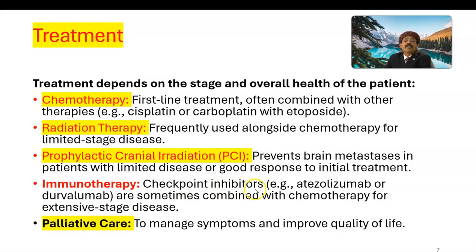Immunotherapy: checkpoint inhibitors, that is atezolizumab or durvalumab, are sometimes combined with chemotherapy for extensive stage disease. Palliative care manages symptoms and improves quality of life.